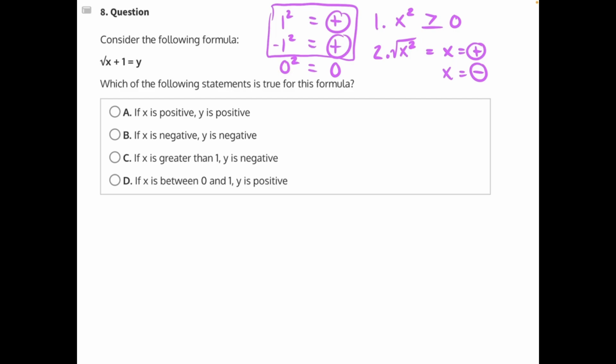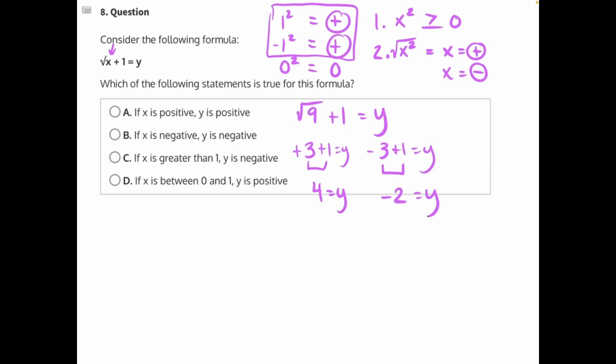A says if x is positive, y must be positive. This is not necessarily true. Let's pick a number that is an easy square root. I'll pick 9. If I were to plug in 9 for x, I'd have the square root of 9 plus 1 equals y. When I take the square root of 9, I would get positive 3 and negative 3, plus 1 equals y. And I can solve both of these to find my values for y. 3 plus 1 will give me 4, and negative 3 plus 1 will give me negative 2. In this case, y is both positive and negative, not just positive, making A incorrect.